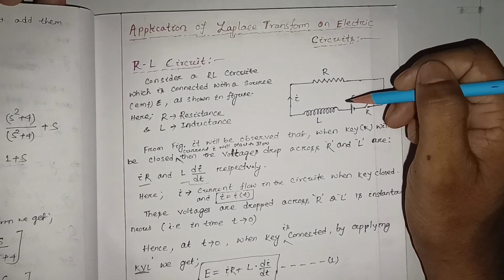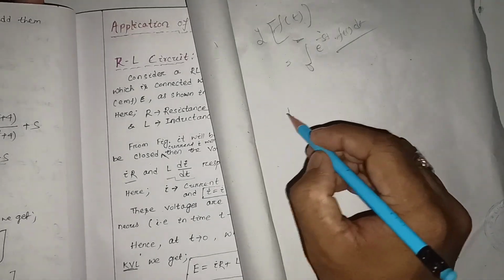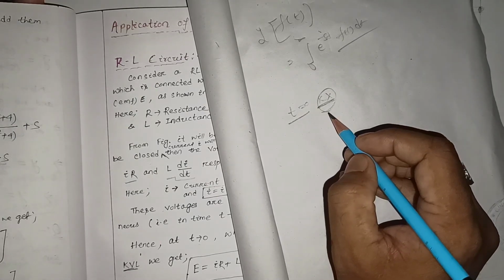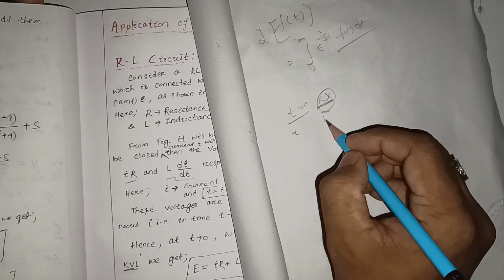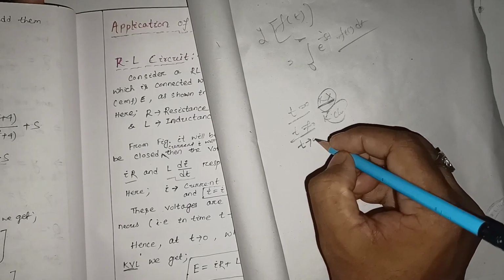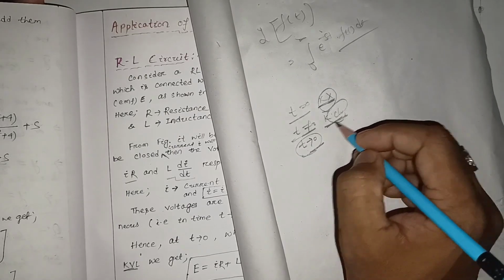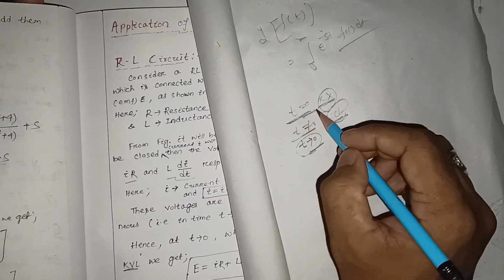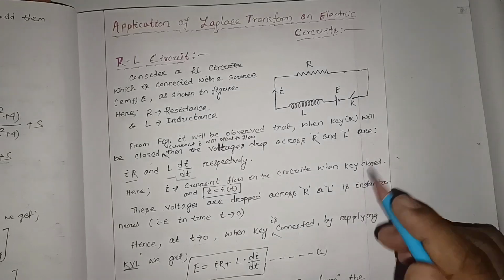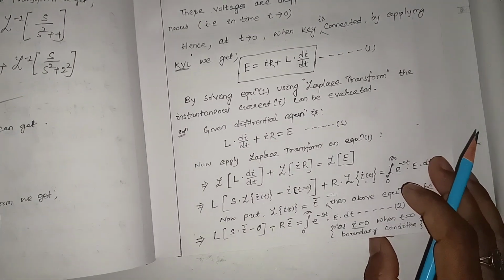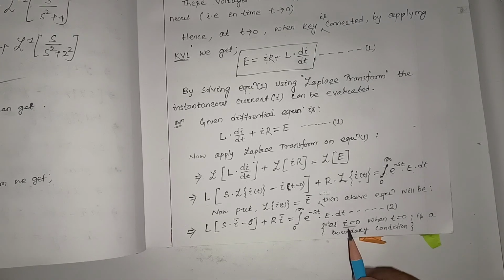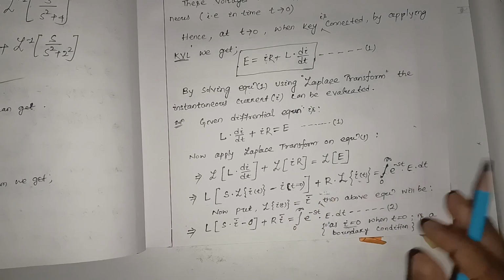But when t equal to 0, that means the key is not closed. But when the key is closed, t is not equal to 0, we can say t tends to 0 when the key is closed. But t equal to 0 is the boundary condition when the key is not closed. Okay, so if t equal to 0, at that time I inside the circuit will be 0. So here I at t equal to 0 will be equal to 0.